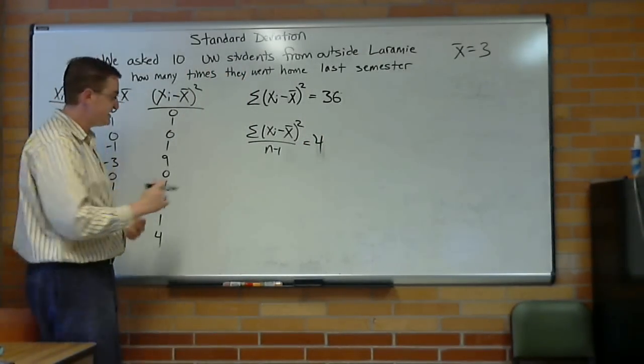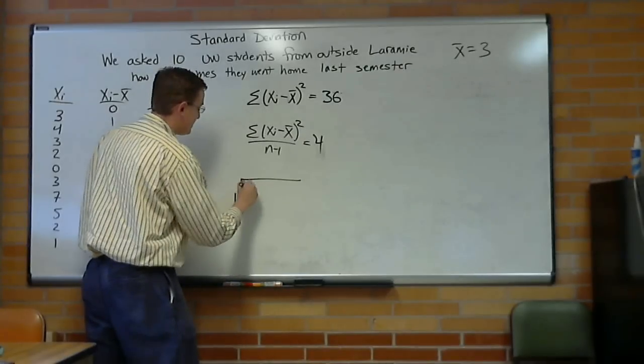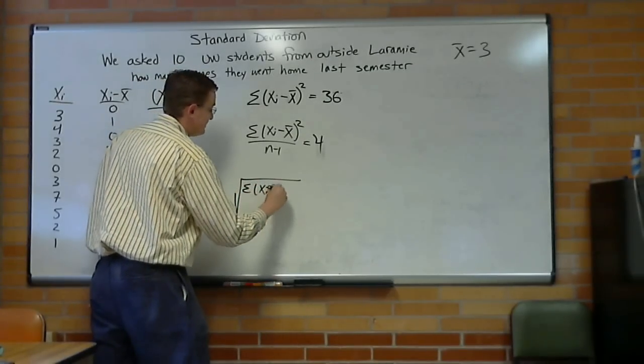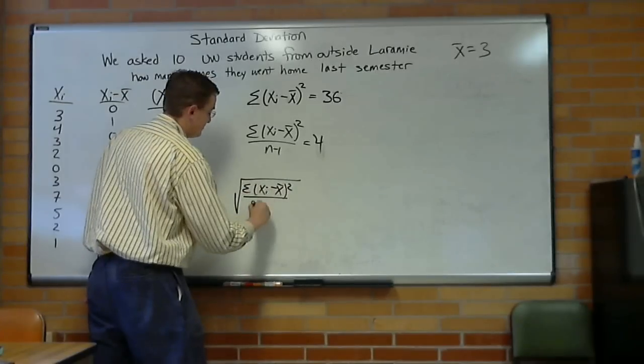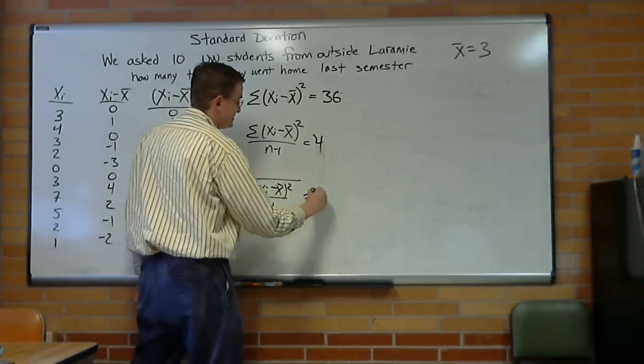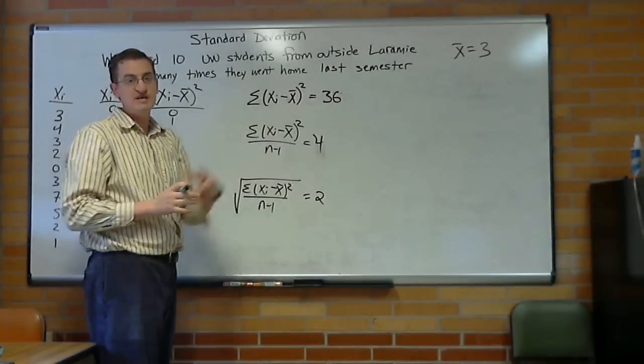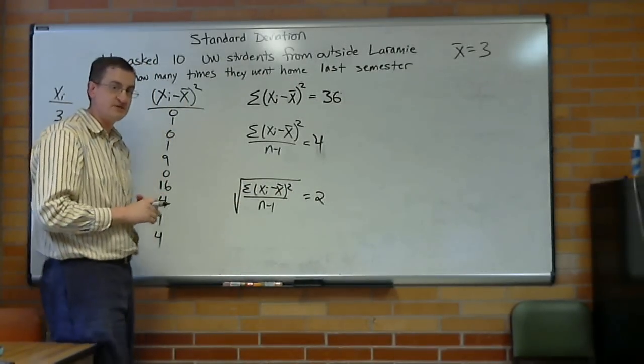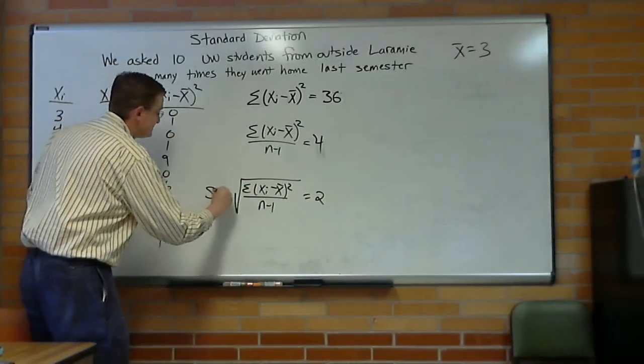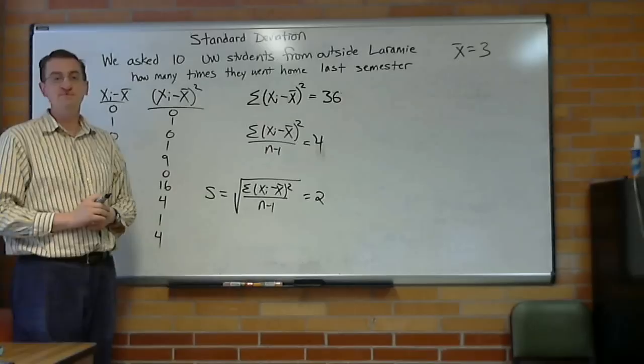If I want the standard deviation, I'm going to take the square root of each of those xi minus x bar squareds over n minus 1, which gives me 2. Not the same as the mean. My memory says the last video that was the whole problem. That is my standard deviation of 2.